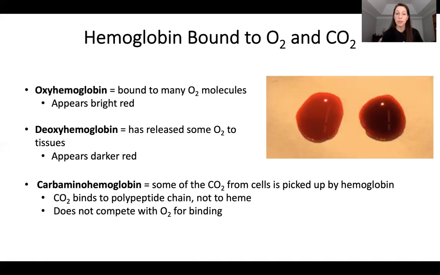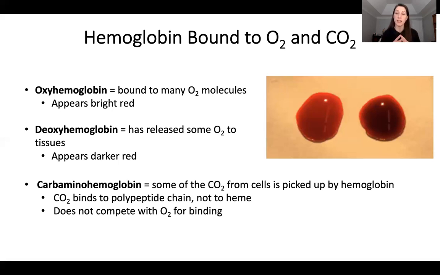So when hemoglobin picks up carbon dioxide, it doesn't bind to the same area. So it does not bind to heme the same way that oxygen does, which is good because that means that the carbon dioxide is not competing with oxygen for a binding site on hemoglobin. So hemoglobin can carry oxygen and carbon dioxide at the same time. So one does not displace the other.